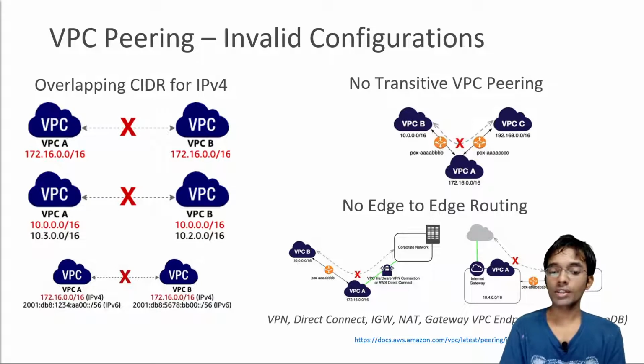The second thing is that there is no transitive VPC peering. So we have seen this configuration, it does not work. If you have VPC B paired with VPC A and A paired with C, then B and C cannot connect, and they have to be paired to one another.